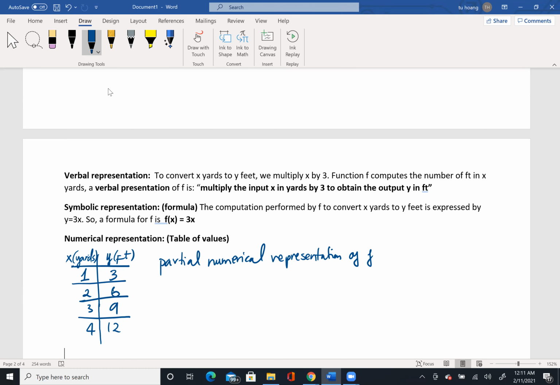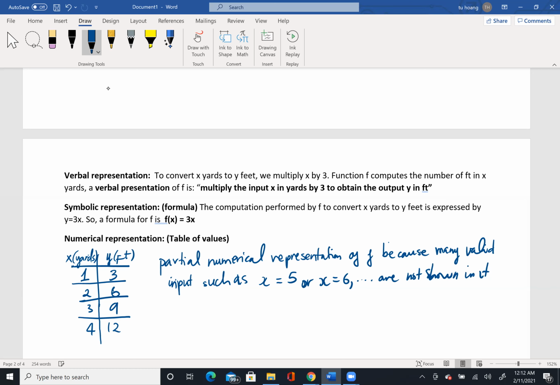Because there are many valid inputs, such as x equal to, say, 5, or x equal to 6, keep going, right? I'm not showing it. Okay.